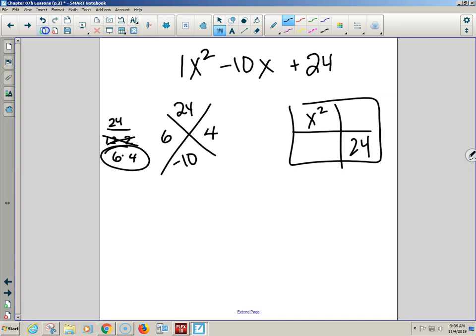Negative 10. Every now and then you have a number that has two different factors that could both add or subtract to make this guy, but only one combination will work both ways. And so some of you did so well. You knew the basic idea. You just made a little mistake and chose 12 and 2 instead of 6 and 4.